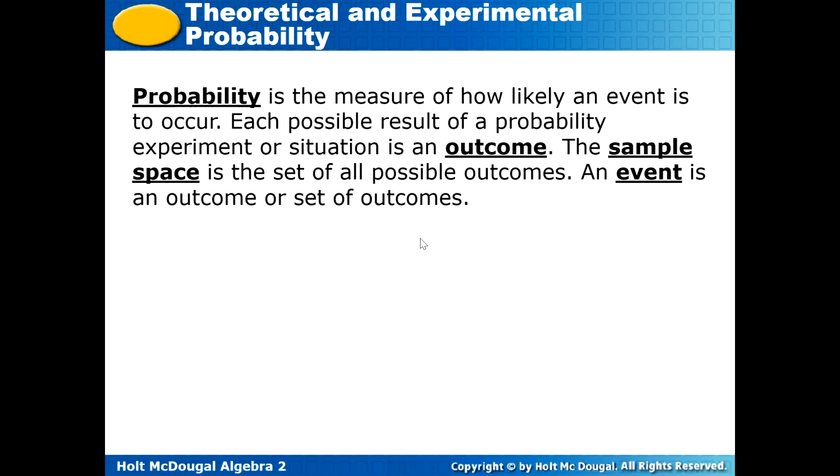What is probability? Probability is the measure of how likely an event is going to occur. Each possible result of a probability experiment situation is an outcome. The sample space is a set of all possible outcomes.